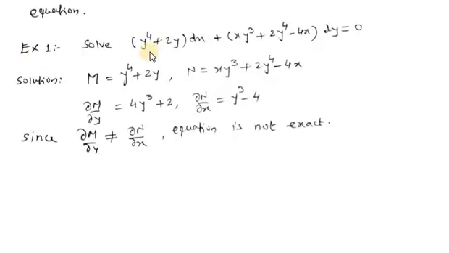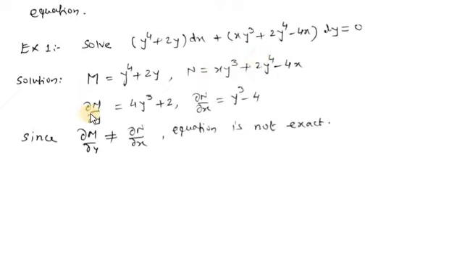Example number 1, we have to solve this differential equation. Now first of all, compare this differential equation with the standard form, that is M dx plus N dy equals to 0. So by comparison, we have M equals to y raised to 4 plus 2y and N is xy cube plus 2y raised to 4 minus 4x.